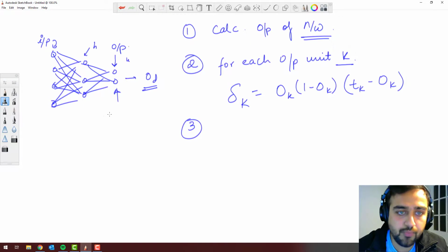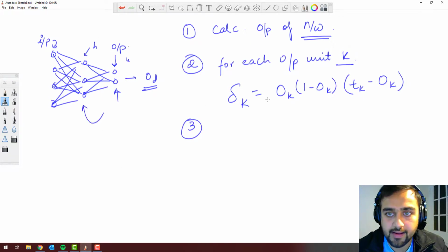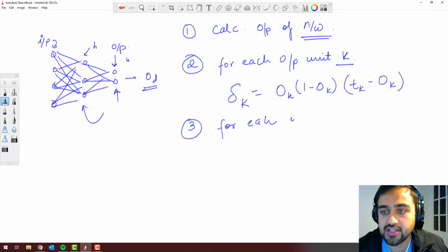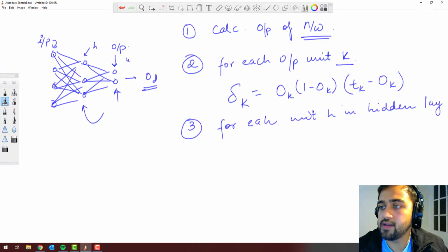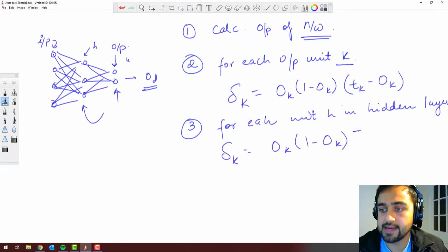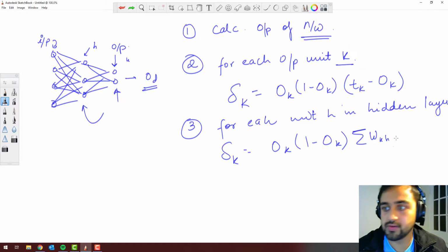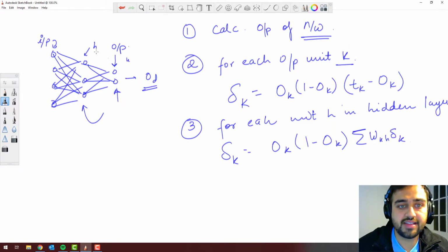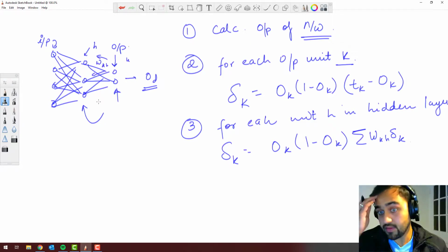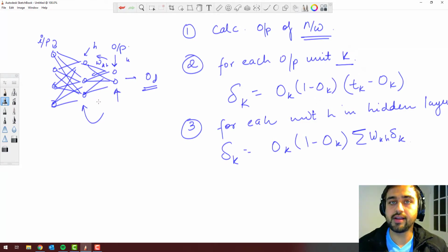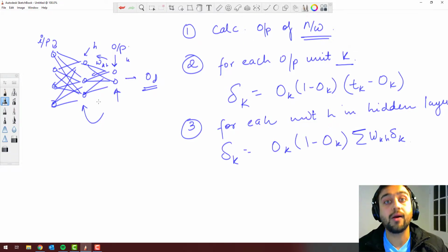Once we have done this, we need to proceed to our hidden layer, right? So for each unit h in the hidden layer, we need to calculate delta_h, which basically depends on the value of our delta_k. For each weight w_kh, it gets multiplied to delta_k. So if this is K, this is H, this is basically w_kh, because we are talking about going back, right? So once we have calculated for each hidden unit h, and for each output unit k, we need to update our weights now.